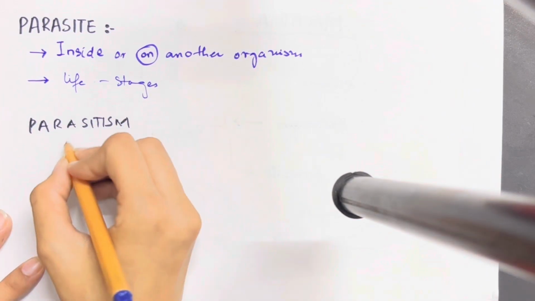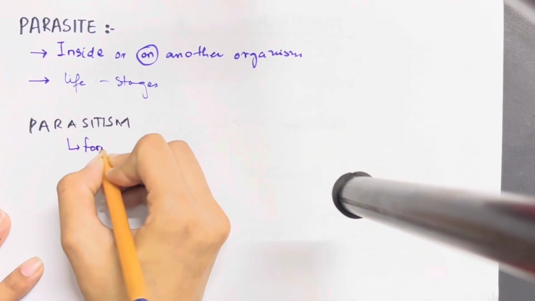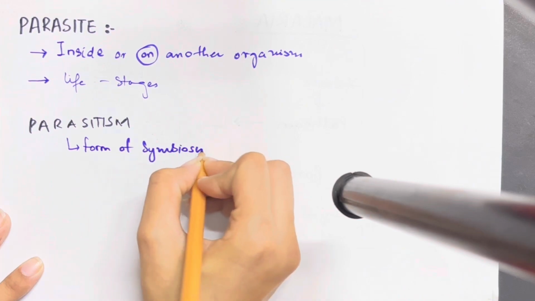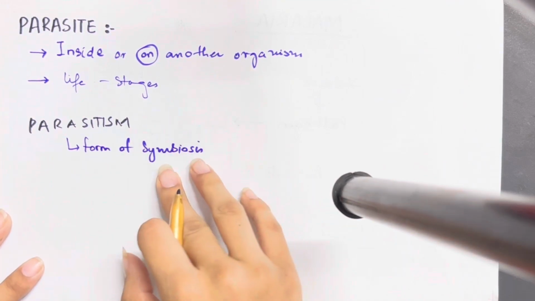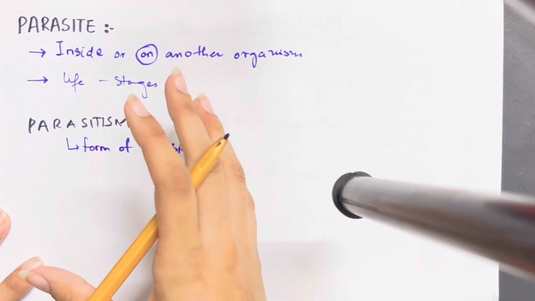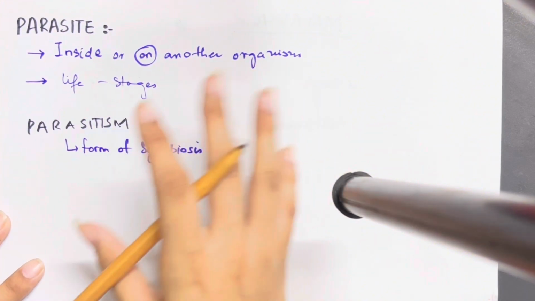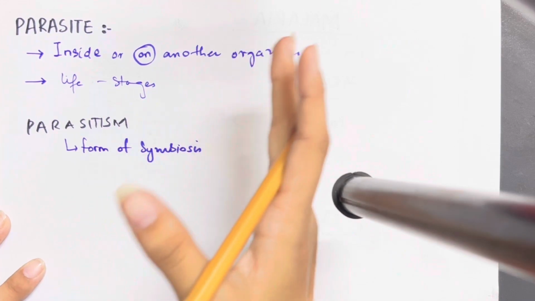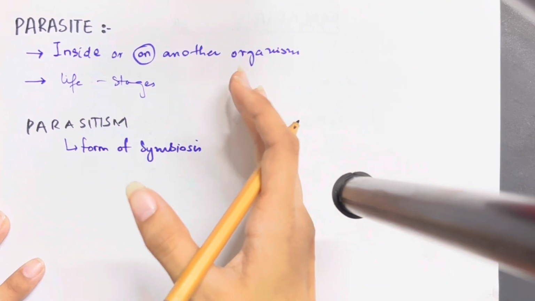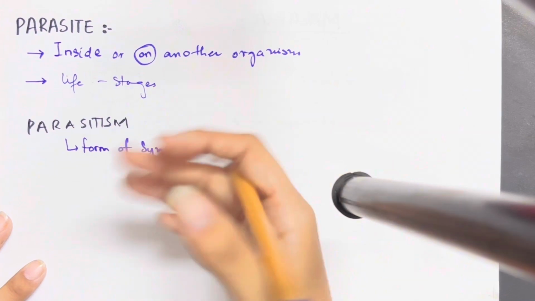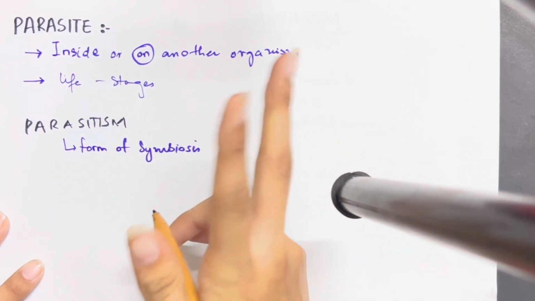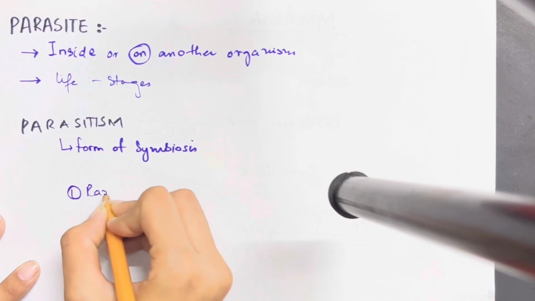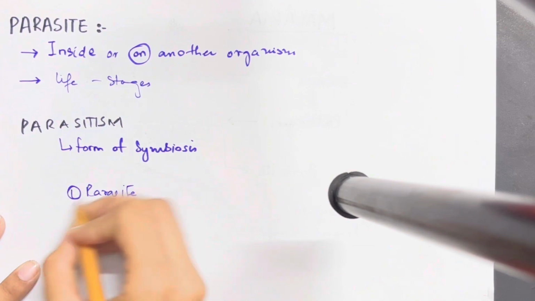Symbiosis is the working of different organisms together. In this symbiosis, one organism, for example the parasite, benefits at the expense of another organism of a different species. There are two characteristics in this symbiosis: number one is the parasite and the other one is the host.